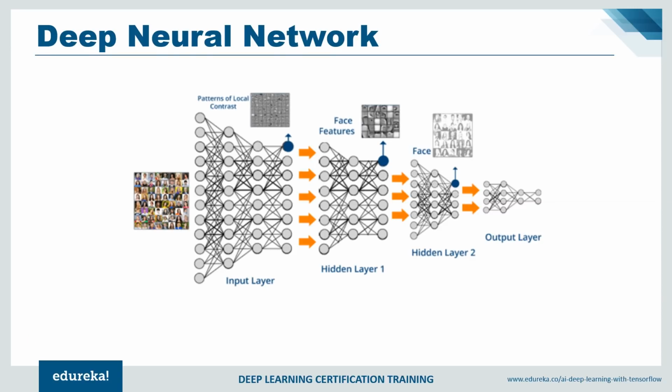Now the following layer is then able to use those patterns of local contrast to fixate on those things that resemble eyes, nose, and mouth. Finally, the top layer is able to apply those facial features to face templates, and a deep neural network is capable of composing more and more complex features in each of the successive layers.